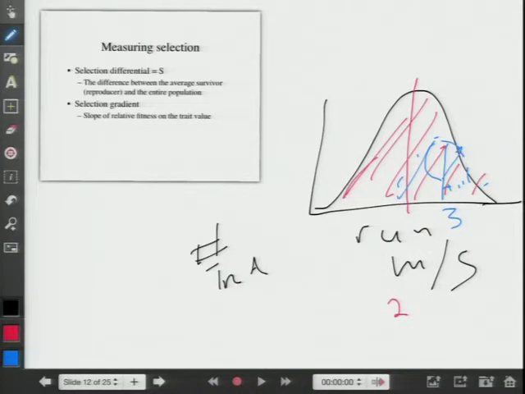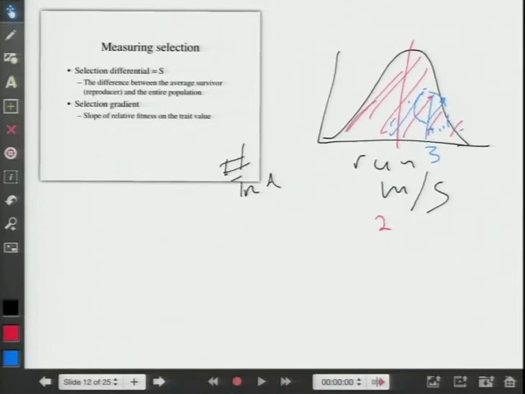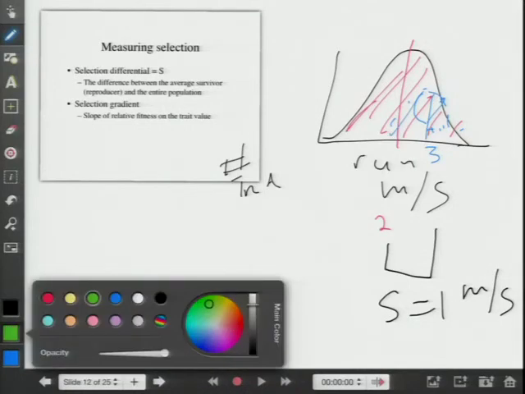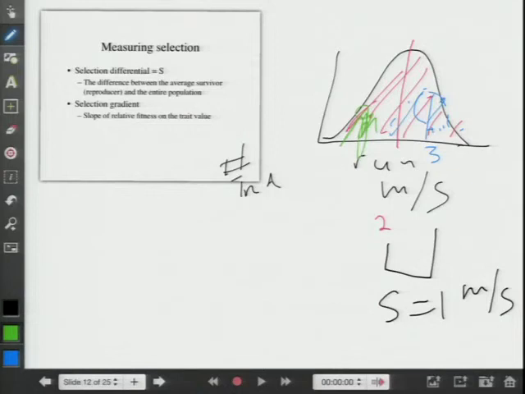It's the difference between them. So S equals 1 meter per second. It keeps those units, right? What if ones that were slower were favored? What if these ones were favored? Over here, they could only run 1. For whatever reason, slower is better. What would S be? It would be -1 meter per second, right?